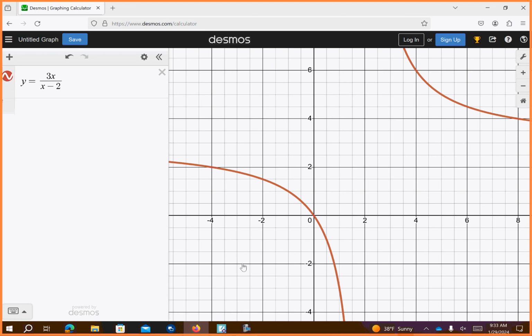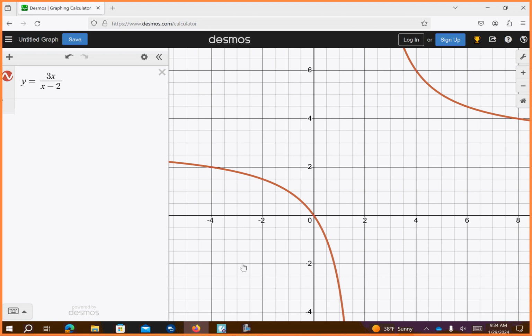We're talking about a vertical asymptote. 0? 0 is right here. So the x value is 2. Okay, so now let's think about this for a second. An asymptote is something called an undefined value of a graph. Why would that 2 create an asymptote?